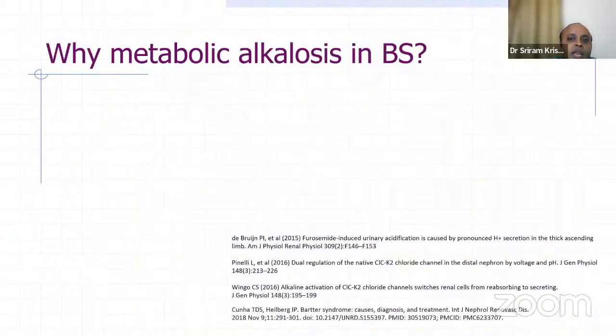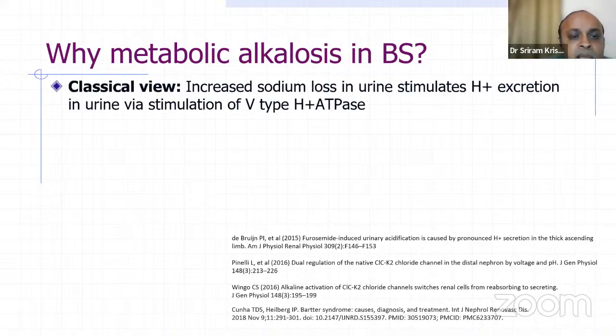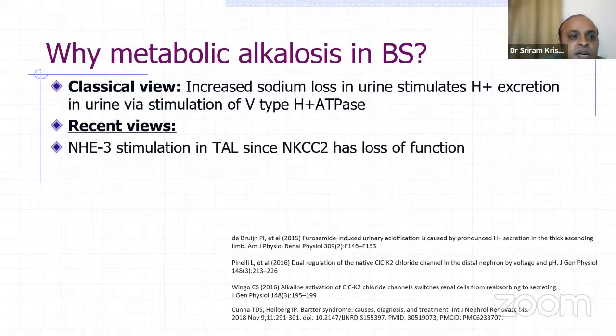So why is there metabolic alkalosis in Bartter syndrome? The classical view was that increased sodium loss in the urine stimulates proton excretion in the urine via stimulation of the vacuolar type H+ ATPase. But there are also recent views, for example, in type 1 Bartter syndrome, which is due to NKCC2 mutations, there is sodium hydrogen exchanger 3, NHE3, stimulation in the TAL.